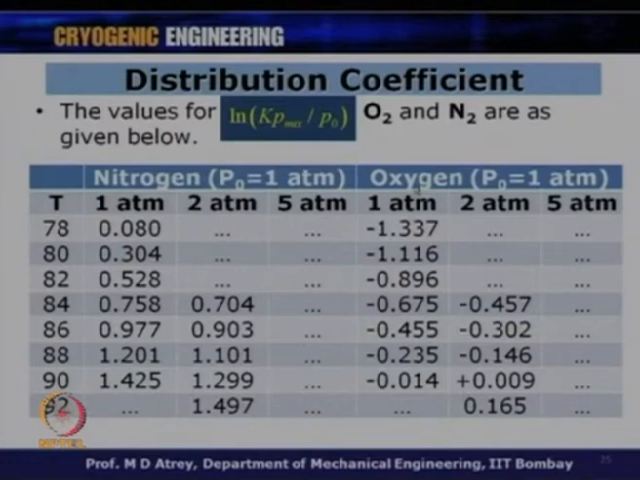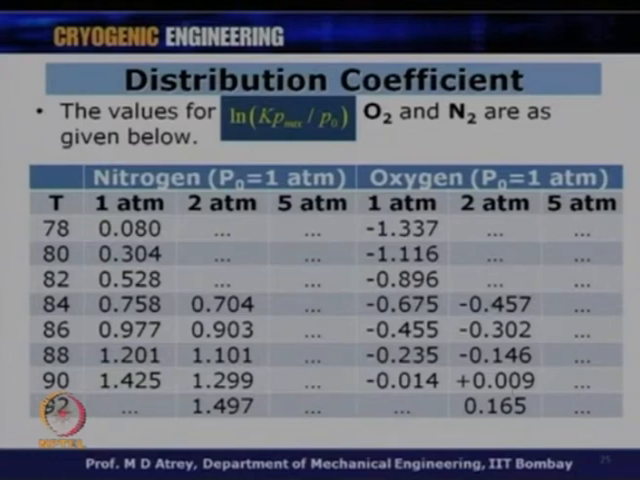Similarly, for oxygen at 1 atmosphere, because it is below its boiling point, the logarithmic value happens to be in a negative range. That means the values are less than 1 in this case. The values of k are normally around 1 at the boiling point, which is what we will see later. So, whenever there are negative points, they happen to be less than 1.